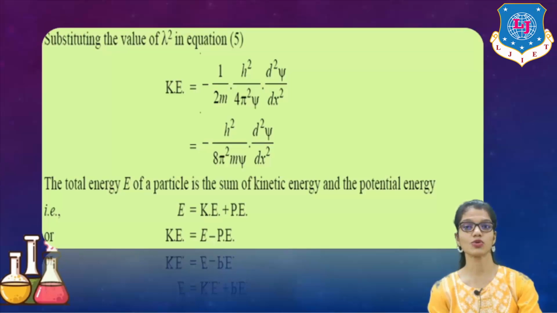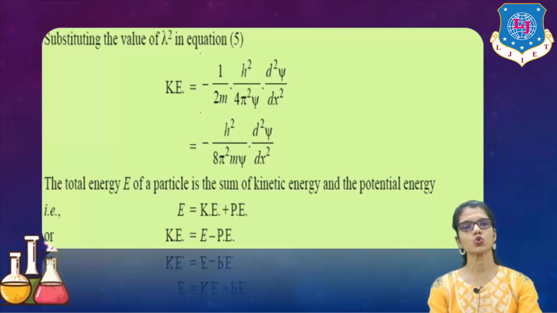Now let's substitute the value of lambda square in equation number 5. So kinetic energy is equal to minus 1 by 2m into h square by 4 pi square into psi into d square psi by dx square. Let's rearrange this. It is equal to minus h square by 8 pi square m into psi into d square psi by dx square. This is the rearranged equation.